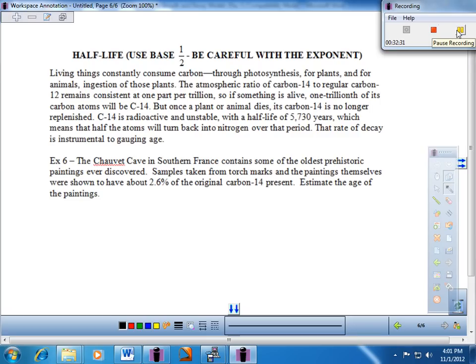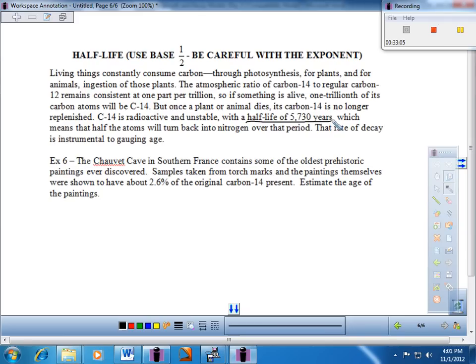So I think we said something about the ratio of carbon-14 to regular carbon-12 remains consistent at 1 part per trillion. So if something is alive, 1 trillionth of its carbon atoms will be carbon-14. But once a plant or animal dies, its carbon-14 is no longer replenished, and carbon-14 is radioactive and unstable. And here's the key, everyone, with a half-life of 5,730 years, which means that half the atoms will turn back into nitrogen over that period, and that rate of decay is instrumental to gauging age.